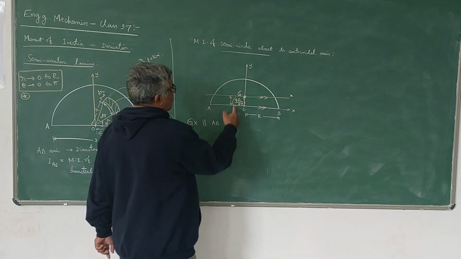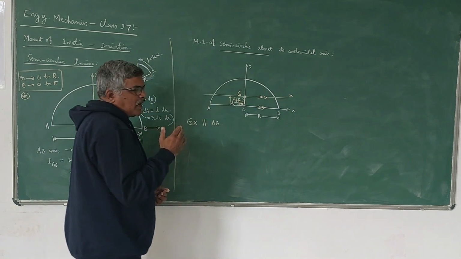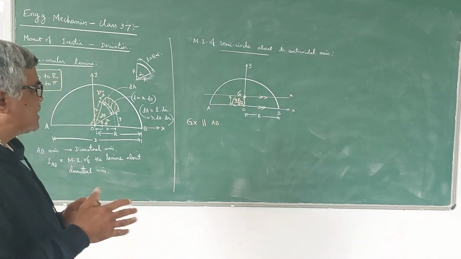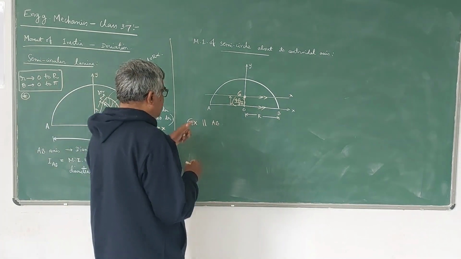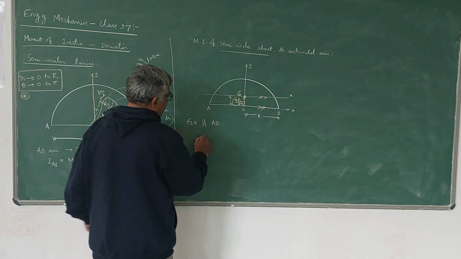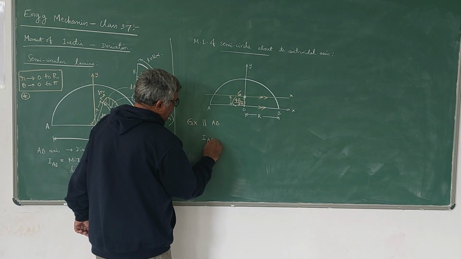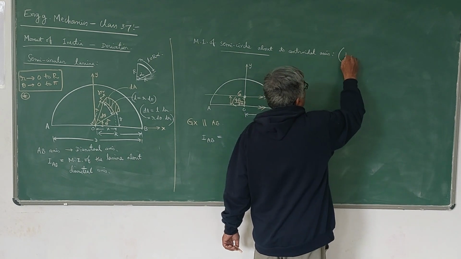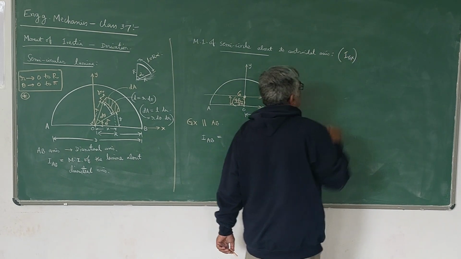Distance between these two is 4r by 3 pi. Now I know the moment of inertia of the semicircle about an axis, that is the diameter axis. That means IAB is known. By knowing this, we have to find out the moment of inertia about the centroidal axis, which is IGX.